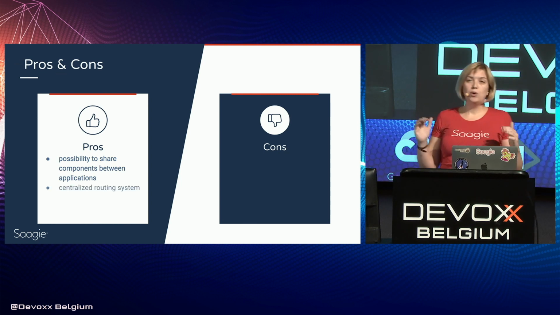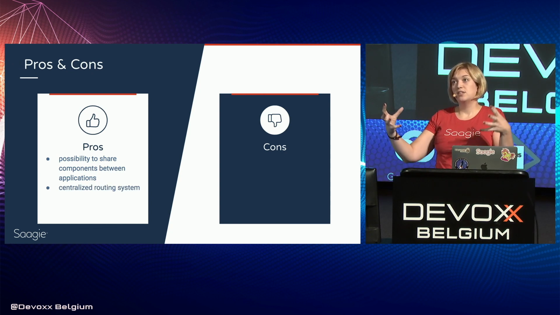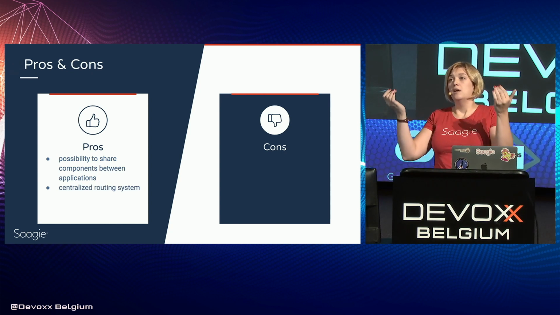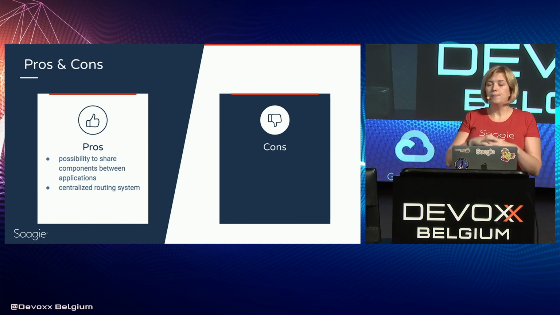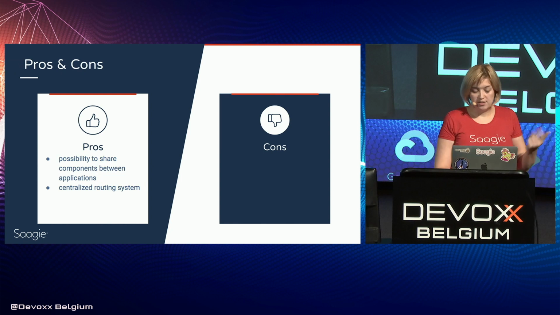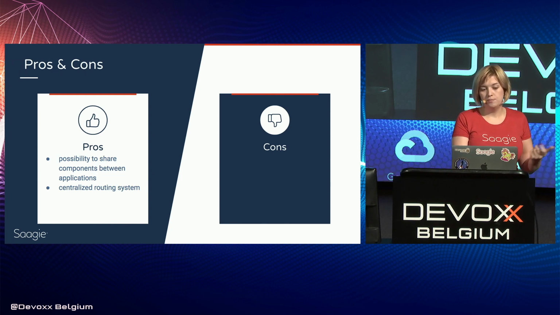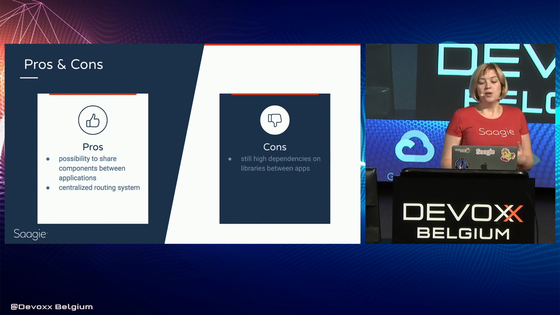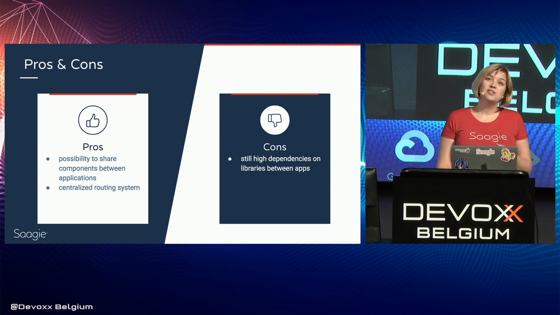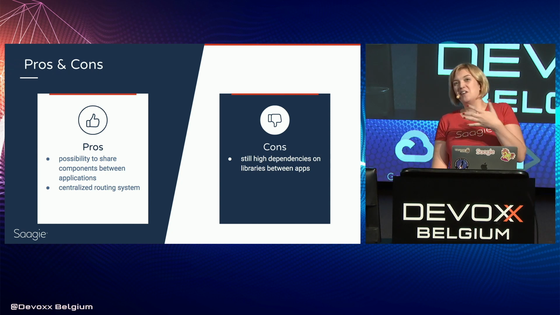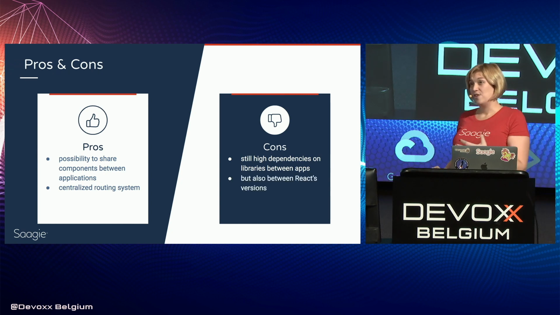And that we would have had a centralized router system, giving us the possibility to have some components lighter, simpler. So that was the very good point of that. But on the other side, we were still having this high dependency issue between apps. And it was even worse because it was not only on libraries, it was also on React version.